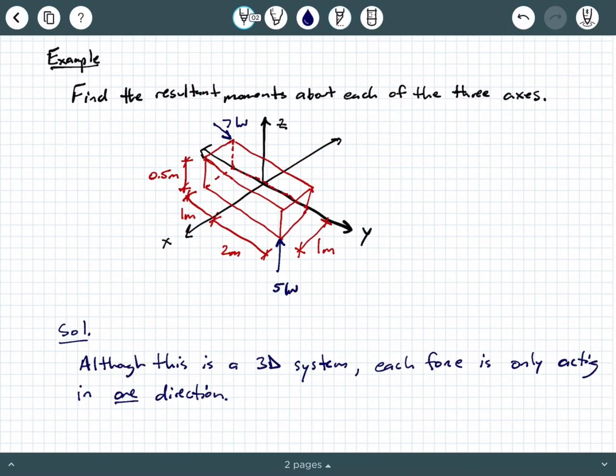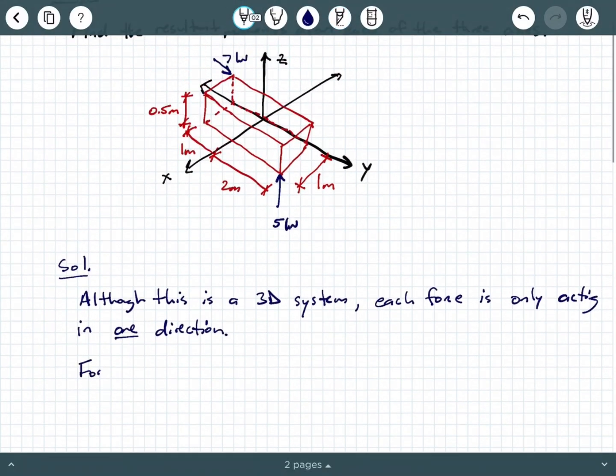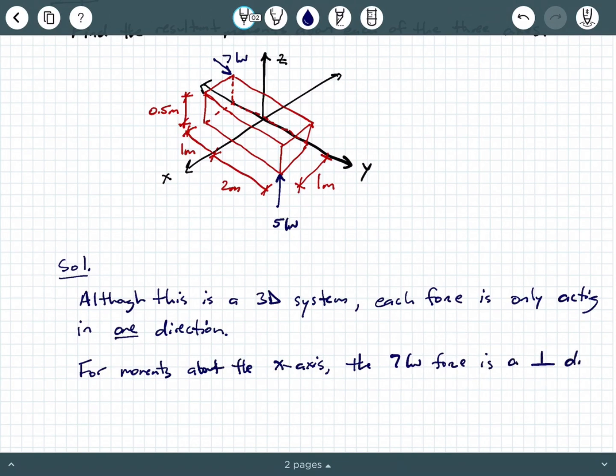x-axis, all right? So the first thing we can notice is, for moments about the x-axis, the 7 kilonewton force is a perpendicular distance of what away from the positive x-axis? What do you think? Pause the video if you need to think about it for a second, because I'm about to tell you. It's a perpendicular distance of 0.5 meters away from the x-axis. Not positive x-axis, just x-axis in general.